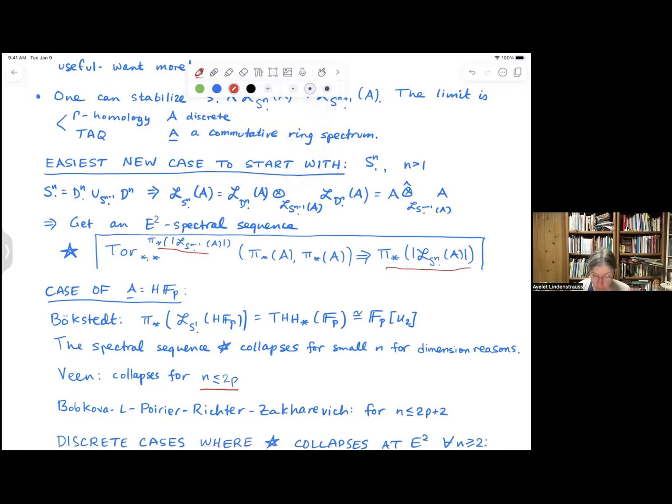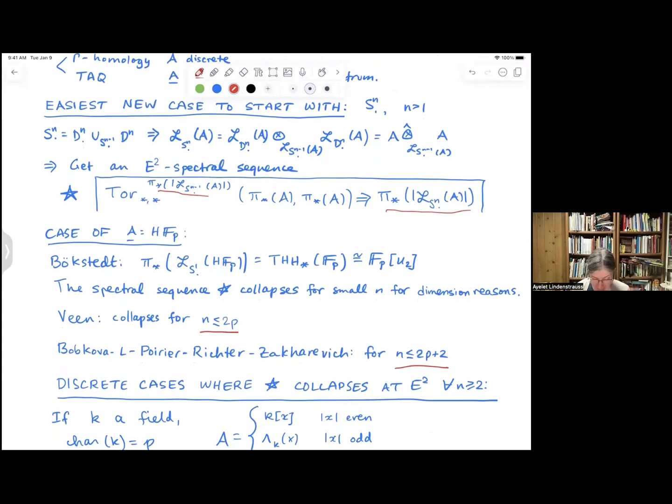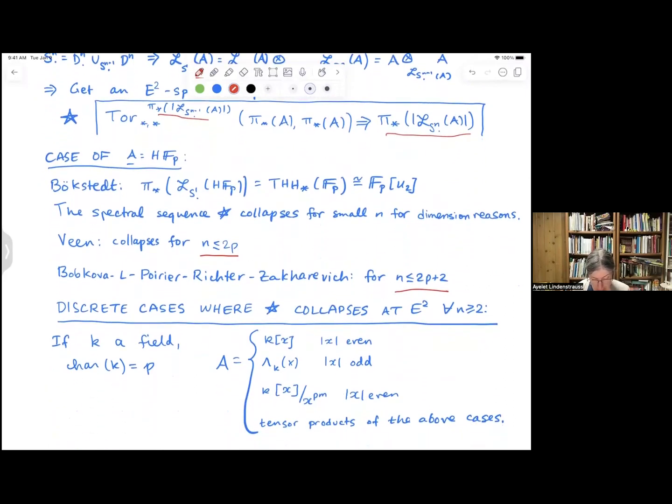So he got the homotopy groups of the Loday constructions until then. In fact, until 2p plus 1. And then Irina Bobkova and Kate Poirier and Birgit Richter and Ina Zakarevich and I pushed Veen's methods a little more, and we got the spectral sequence to collapse for n less than or equal to 2p plus 2. But then there was a thing that you couldn't rule out by dimension reasons or by irreducible or by primitive or by anything. There was a particular differential that could be 0 and could be not 0, and we didn't know how to decide. So now let's put this aside a little. This is going to be resolved in a moment, but let's put this aside for a moment.